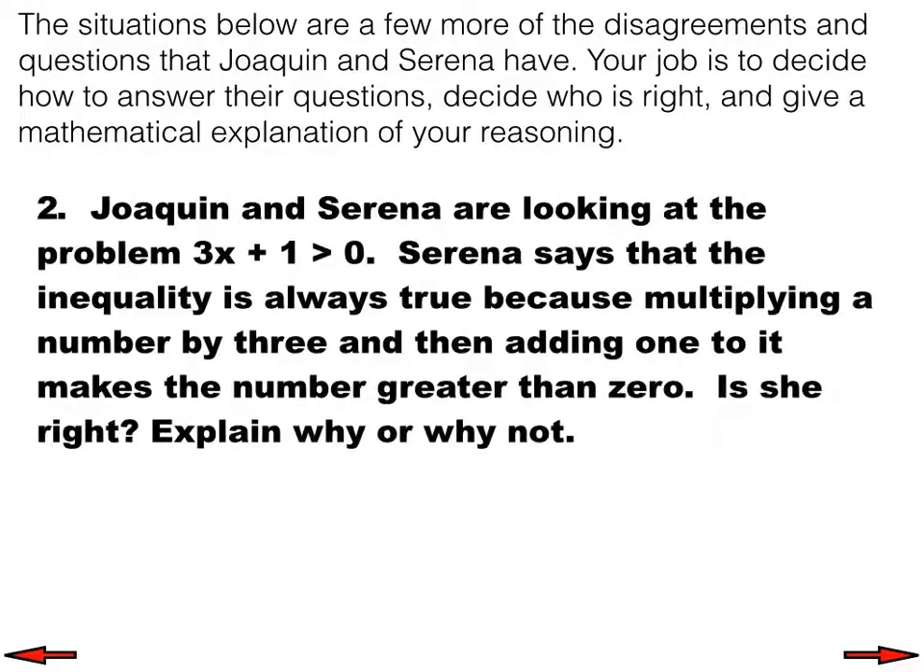Okay, let's go to number 2. Joaquin and Serena are looking at the problem 3x plus 1 is greater than 0. Serena says that the inequality is always true because multiplying a number by 3 and then adding 1 to it makes the number greater than 0. Is she right? Explain why or why not. So I want you to think about that for a second.